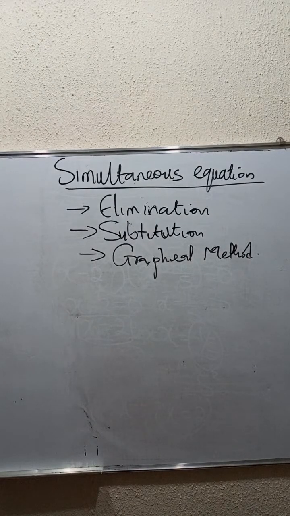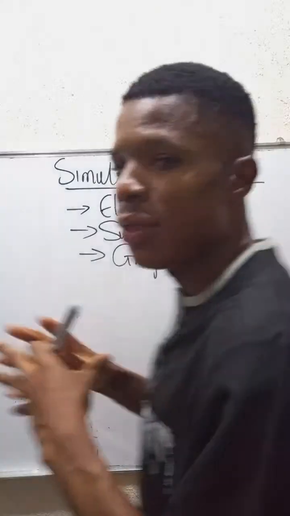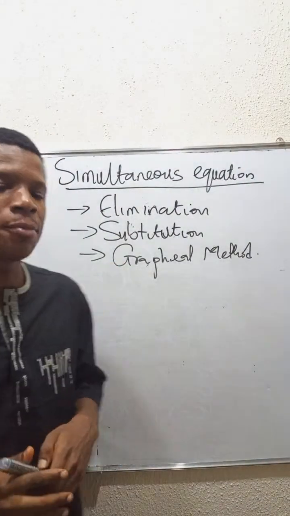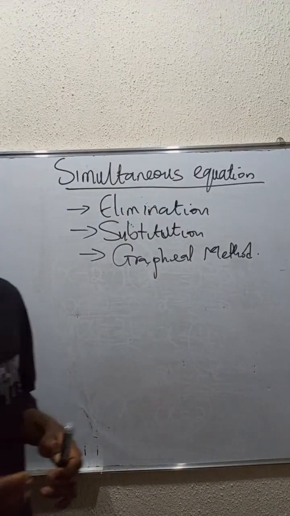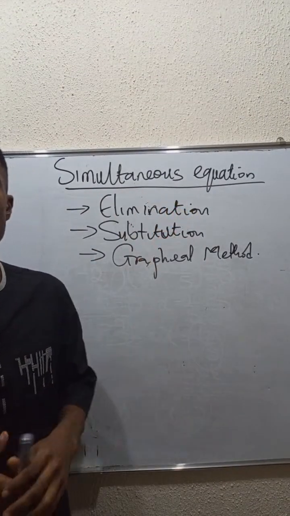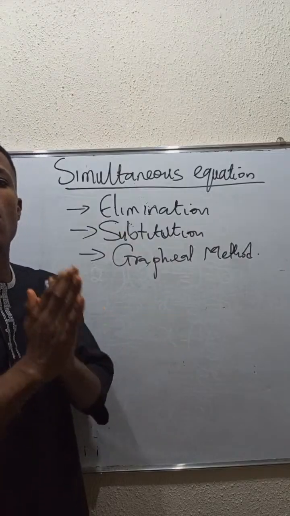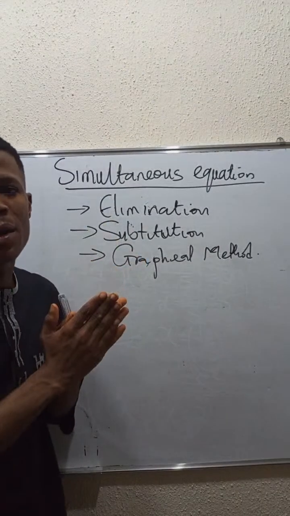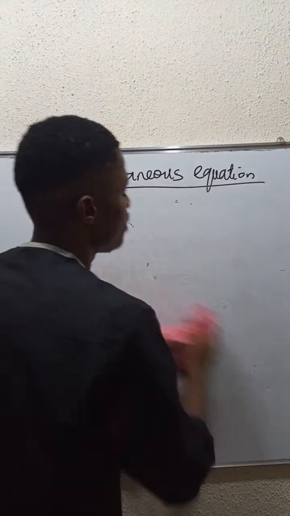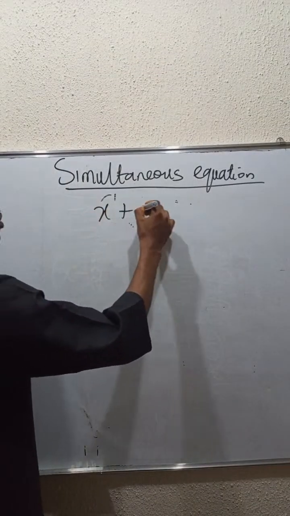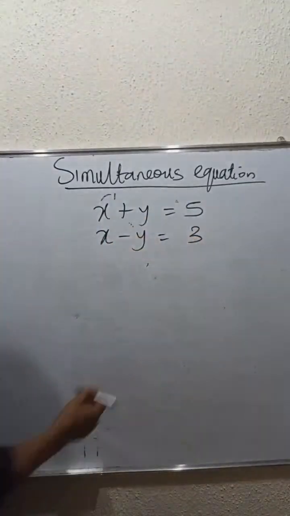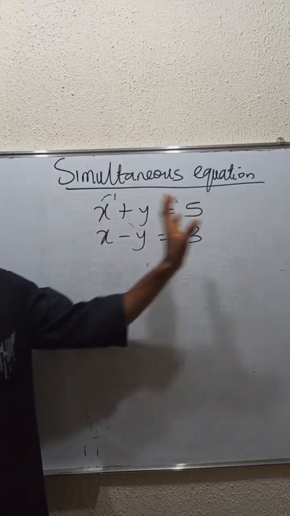Simultaneous equation involves the method of solving more than one equation at the same time. We solve using various methods. These include the elimination method, where we find a way to eliminate or remove one of the variables in the equation. Let's take, for instance, x plus y is equal to 5, and x minus y is equal to 3. This is clearly a simultaneous equation.